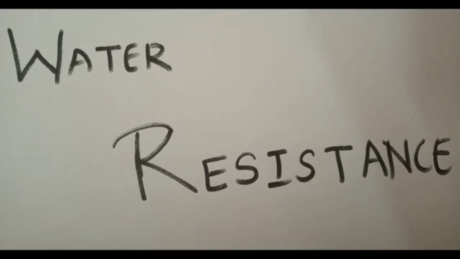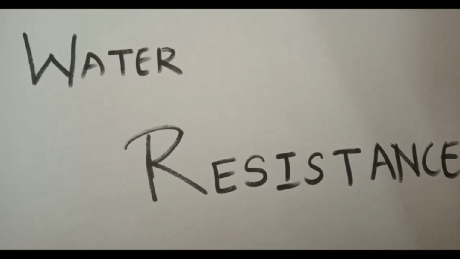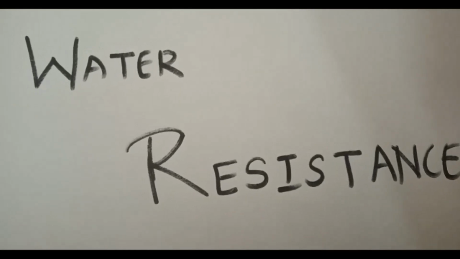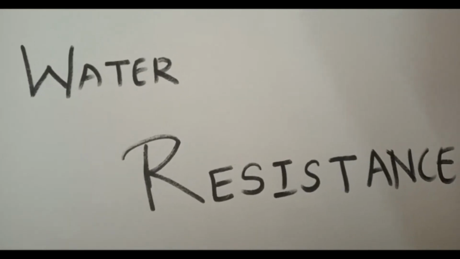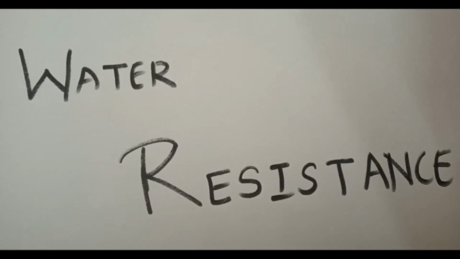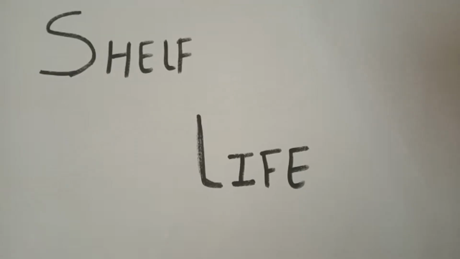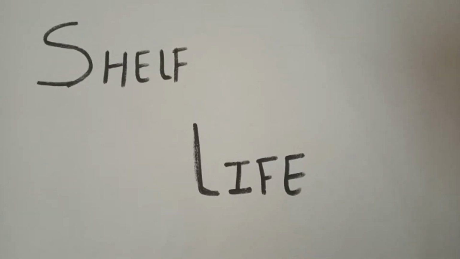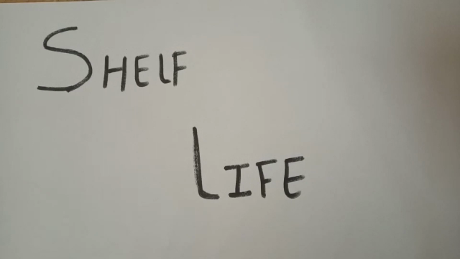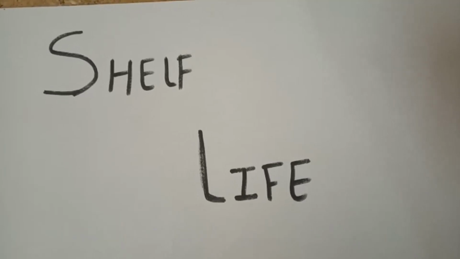The third property is water resistance. An explosive's water resistance is a measure of its ability to withstand exposure to water without deteriorating or losing sensitivity. Higher density explosives have fair to excellent water resistance, whereas low density explosives have little or none. Fourth property is shelf life. Shelf life is the length of time that a commodity can be stored without becoming unfit for use. For explosives, a shelf life of 1 year is required, although some explosives have shelf lives of more than 2 years.